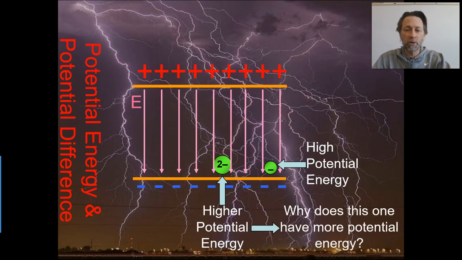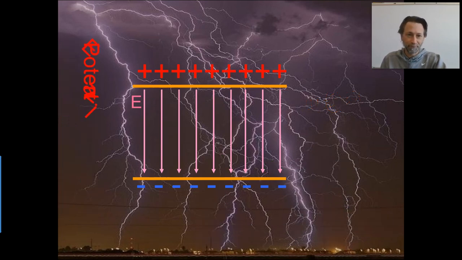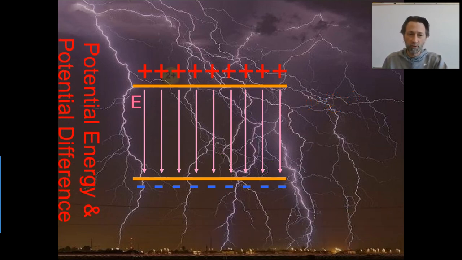Now, the next question then is, why would that -2 charge have more potential energy than the -1 charge? Well, doesn't it make sense that since there's twice the charge, there would be twice the energy? You can even think back through to that U equals QED. If I have 2 times the charge here, aren't I going to have twice the amount of energy, right? Okay, so electric potential energy, potential difference.